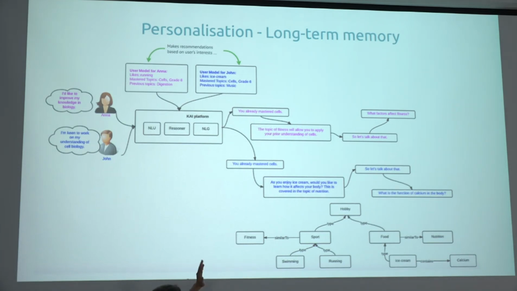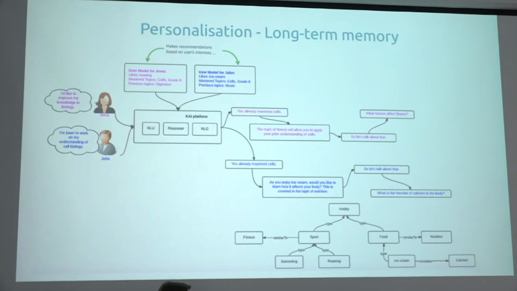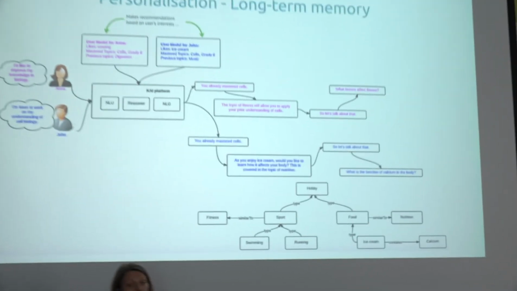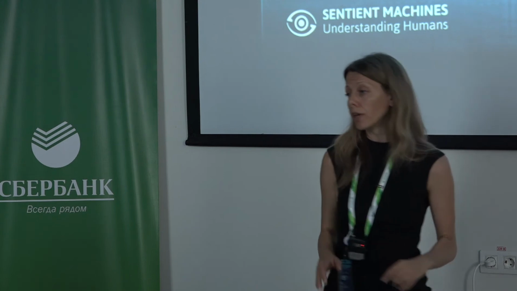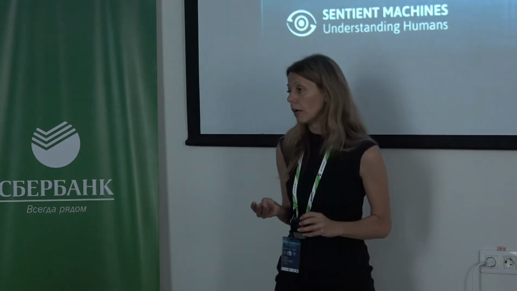For John, it's talking about ice cream because of his interest. It says, as you enjoy ice cream, would you like to learn how it affects your body? This is covered in the topic of nutrition. Let's talk about that. What is the function of calcium in the body? Obviously, it has found some relationship between ice cream and calcium, food, nutrition, and so on in order to generate this dialogue. These are just two examples of personalization. There are many, many more, and they are quite useful if you want to build systems that are actually quite fun.